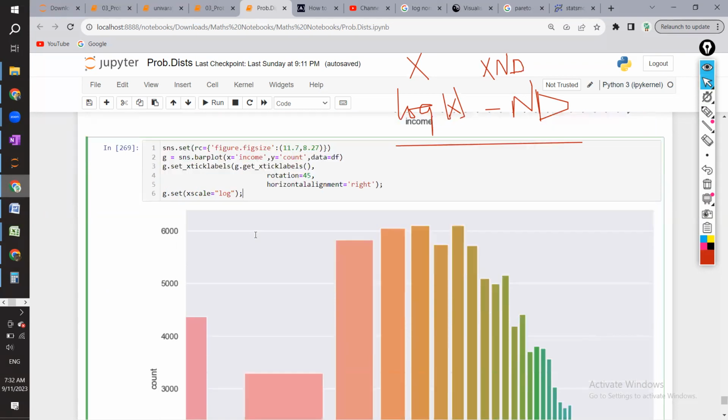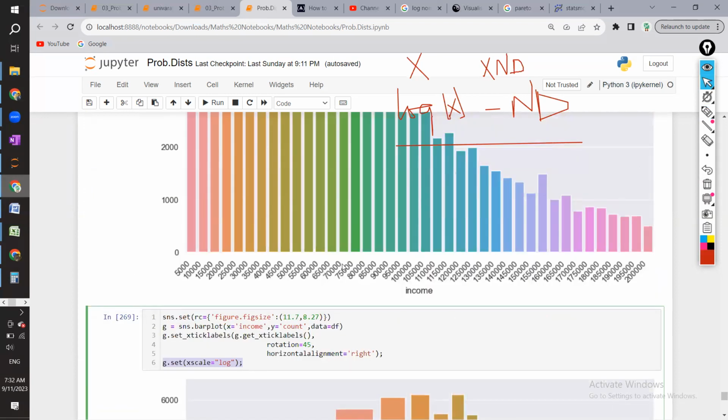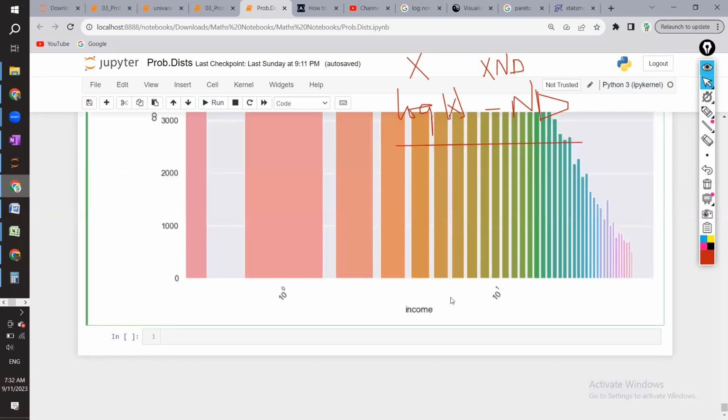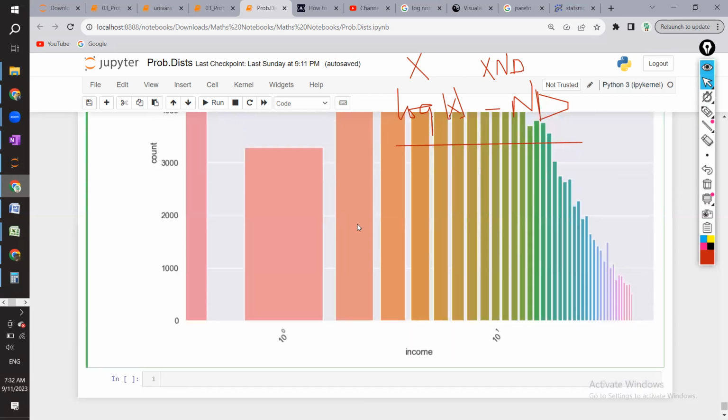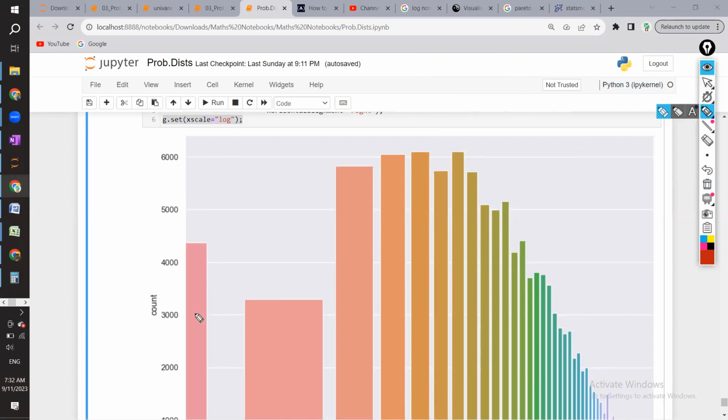When you take the log scale, on the x-axis the scale was normal, but here we are considering the log of values. That means we are changing the scale, so the scale is like 10 to the power 0, 10 to the power 1. Even though it's not completely normal, it is near normal. You can at least see some normal distribution sort of thing.